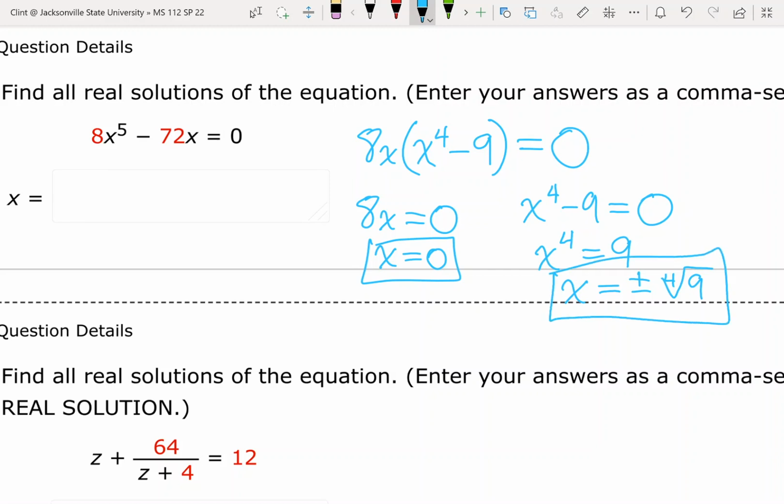So that one's pretty ugly. We got three solutions: we've got 0, and then plus or minus 4th root of 9. Question on that one? A little weird with that 4th root on that particular one. It wouldn't simplify any, so.